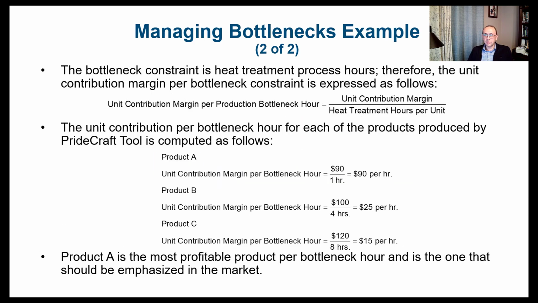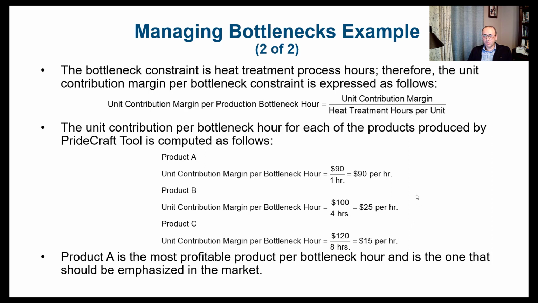So the bottleneck constraint is heat treatment process hours. Therefore, the unit contribution margin per bottleneck constraint is expressed as follows. We get the unit contribution margin and we divide it by the heat treatment hours per unit. So the unit contribution per bottleneck hour for each of the products produced by Craft Tool would be computed as follows. For product A, it's $90 divided by 1 hour, which is the heat treatment hours per unit, and that's $90 per hour. For product B, it's $100 divided by 4 hours, and that's $25 per hour. And for product C, it's $120 divided by 8 hours, and that's $15 per hour.